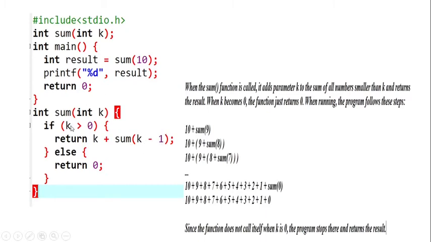When it tries to call with 0, 0 is not greater than 0, so the condition is false and it will return 0. This is the termination. Whichever values have been calculated will be returned: 1 plus 2 plus 3 plus 4 plus 5 plus 6 plus 7 plus 8 plus 9 plus 10. Since the function does not call itself when k is 0, the program stops there and returns the result. So the whole result will be returned.